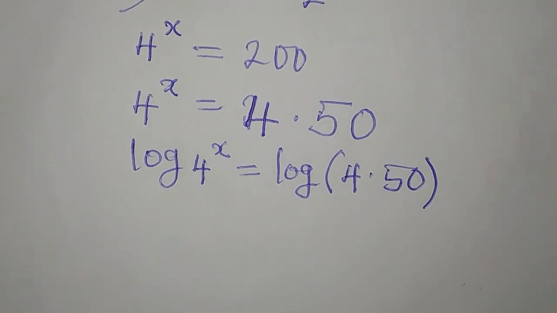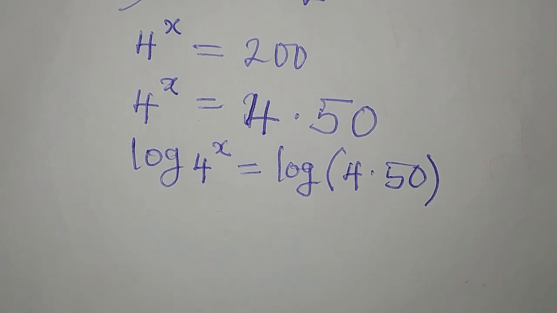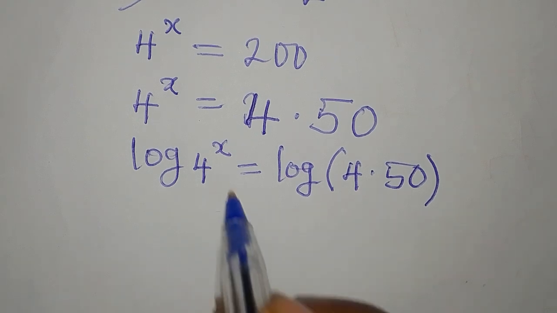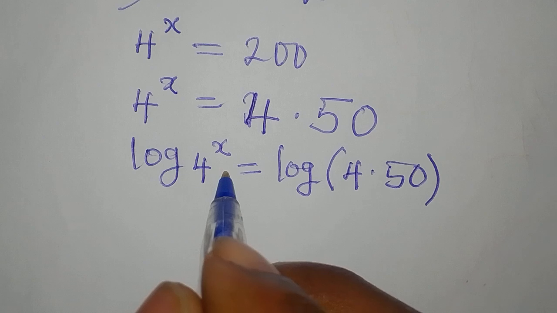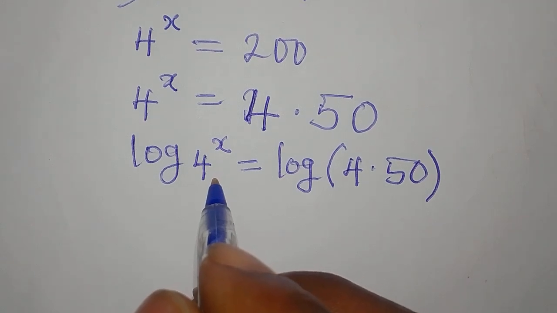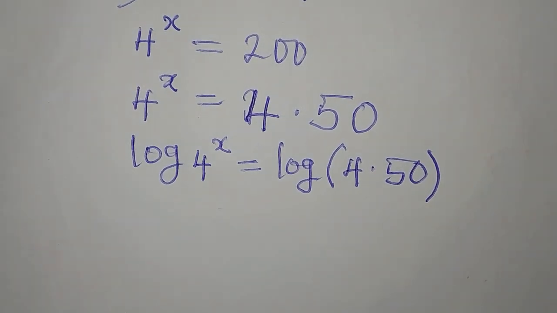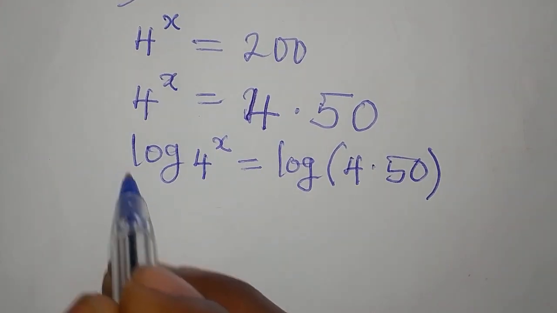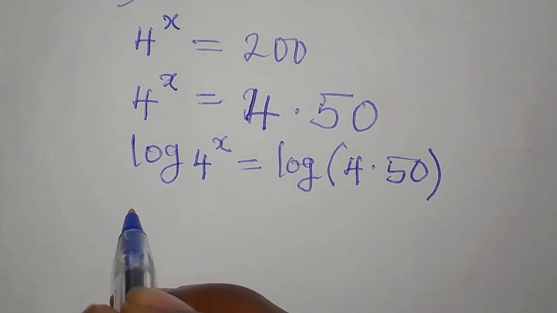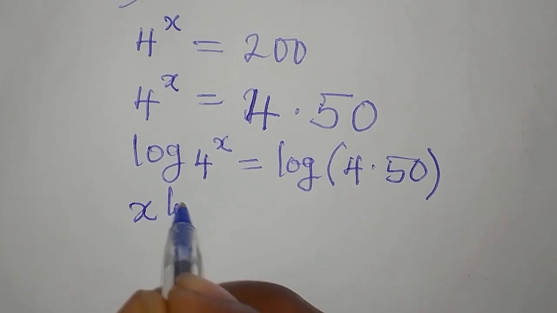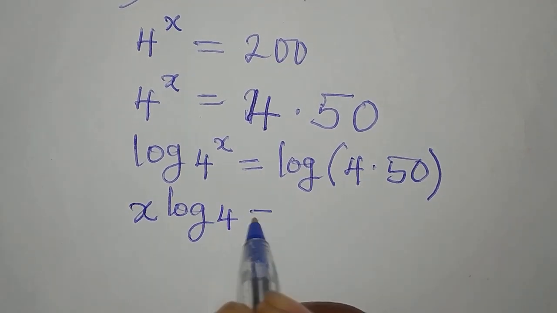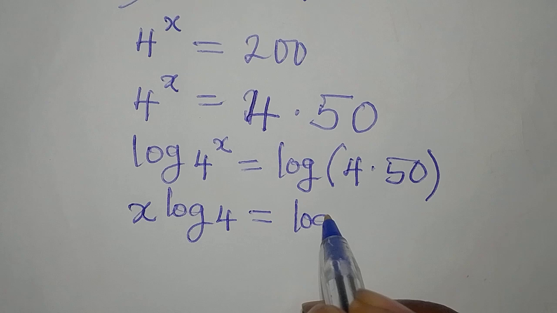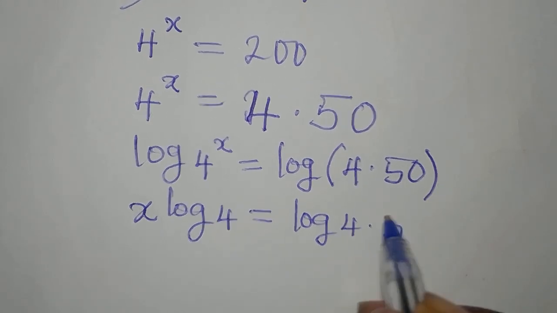And then at this point, we are going to apply a couple of laws of logarithm. This x here is a power. To get its value, it has to come down. It has to come down to the left, come down behind to multiply the log. So we have x log 4, and that will be equal to the log of 4 times 50.